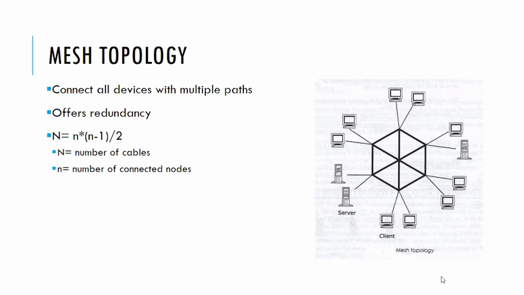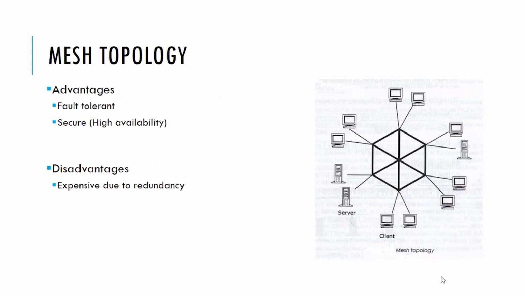The number of cables equals the number of connected nodes multiplied by the same number minus 1 and then divided by 2. This equation is used to calculate the number of cables used in any mesh topology, knowing the number of connected nodes. The advantage of the mesh topology is that it is very highly fault tolerant.